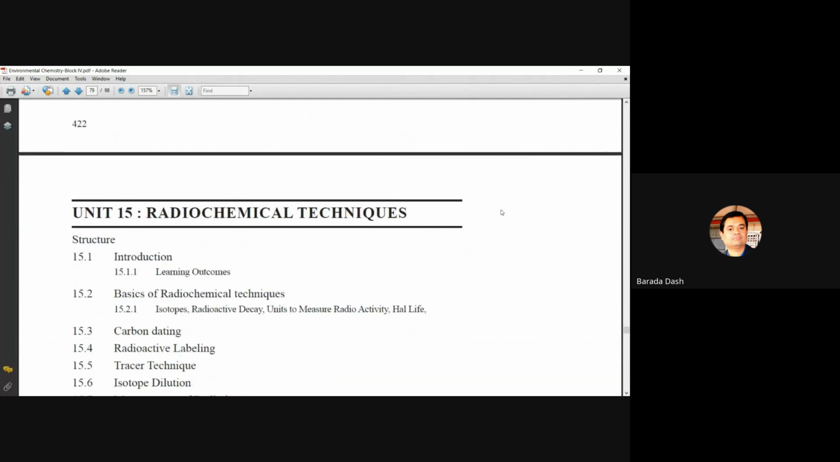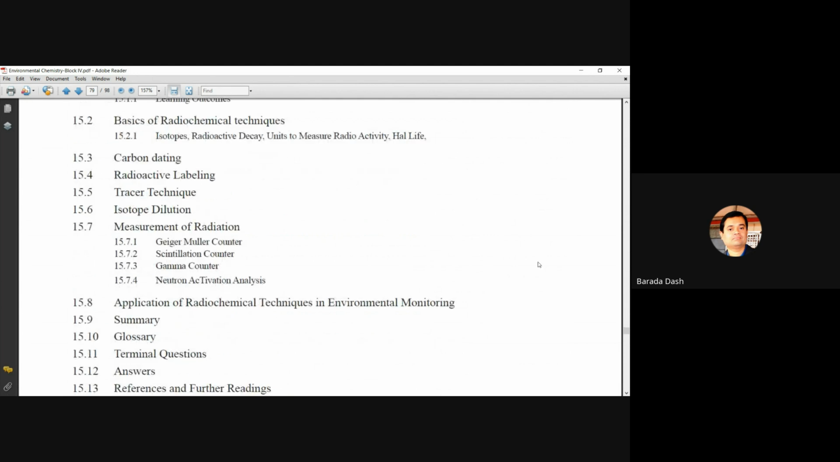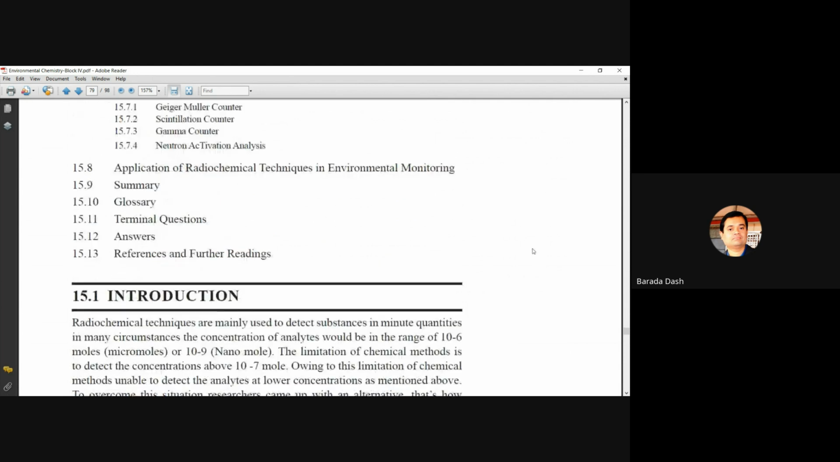The last unit is about radiochemical techniques. In radiochemical techniques, we have basic radiochemical isotopes, radioactive decay, units to measure radioactive half-life, carbon dating, radioactive labeling, pressure technique, isotope dilution, measurement of radiation, and application of radiochemical techniques in environmental monitoring.